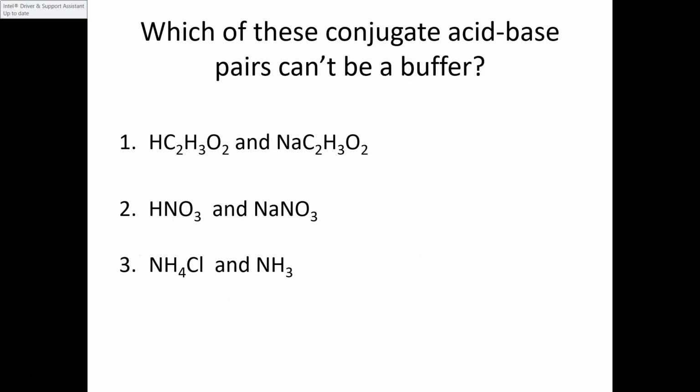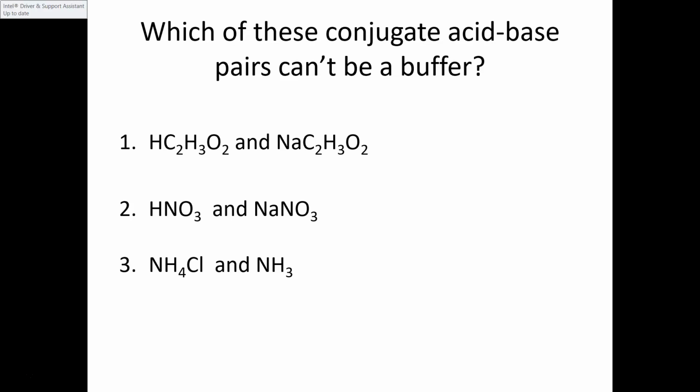Now, here are three potential buffered solutions. Can you guess which one isn't going to be a buffered solution? Well, the first example is a weak acid and its conjugate ion, and we know that because it's not one of our 7 strong acids. We see that they both have a common ion in effect, that is the C2H3O2, and therefore, being weak and having a conjugate ion of the weak acid, this creates a buffered solution.